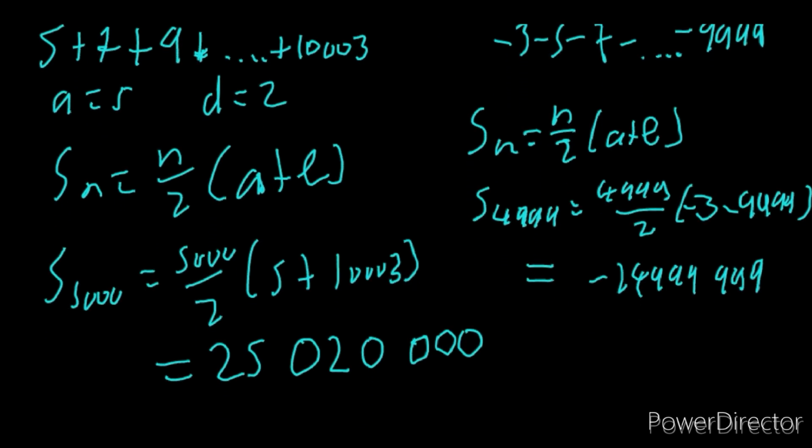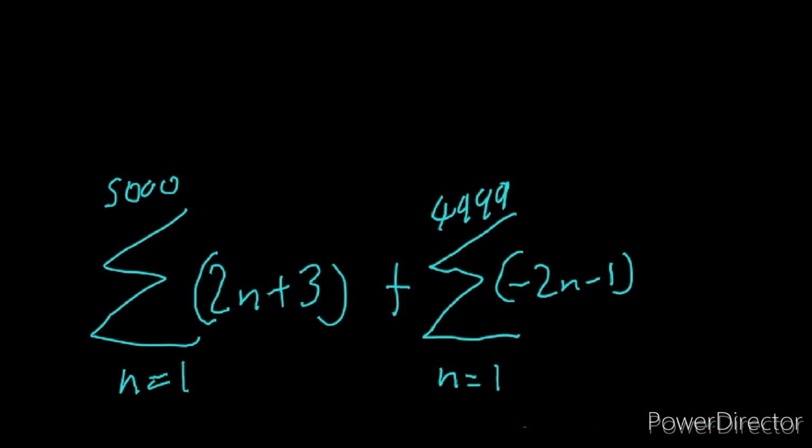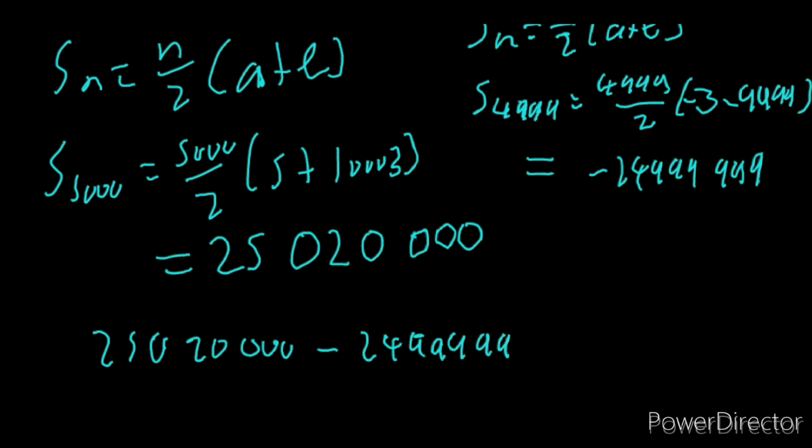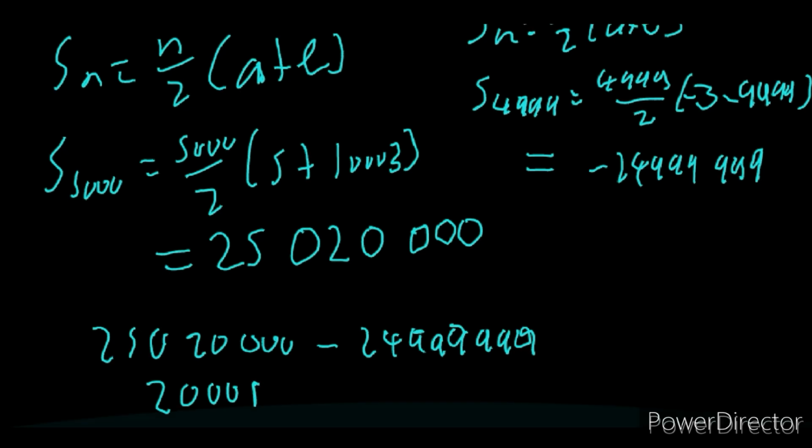So we simply have to add the two sums, because they said we have to add this and this, meaning the sum of this with the sum of this. So it's going to be 25,020,000 minus 24,999,999. Let's find out the answer. That is going to be 20,001. So there we have it.